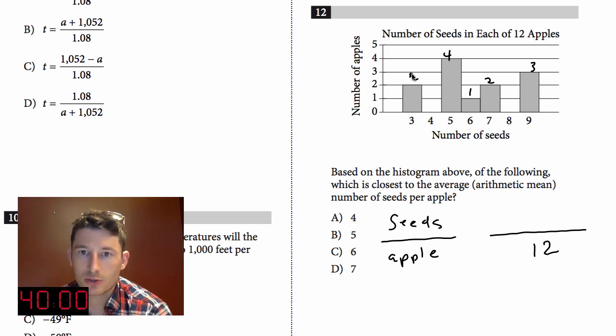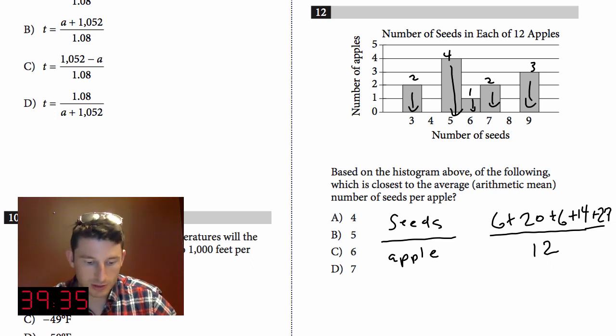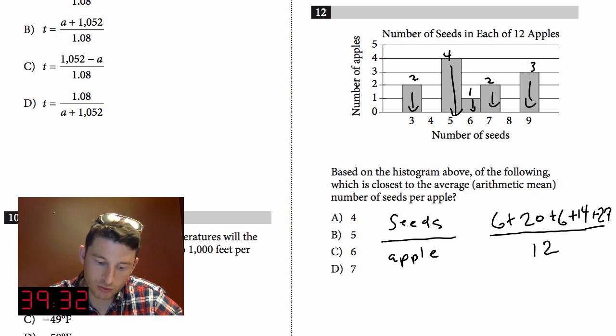Well, this is 2 apples with 3 seeds. So 2 times 3 is 6. That's 4 apples with 5 seeds. So that's 20. 1 apple with 6, plus 6. There's 14 and 27. You get the idea. So I actually do have my calculator for this one. Let's just figure it out. 6 plus 20 plus 6 plus 14 plus 27 equals 73, divided by 12. And we're looking at 6.08.